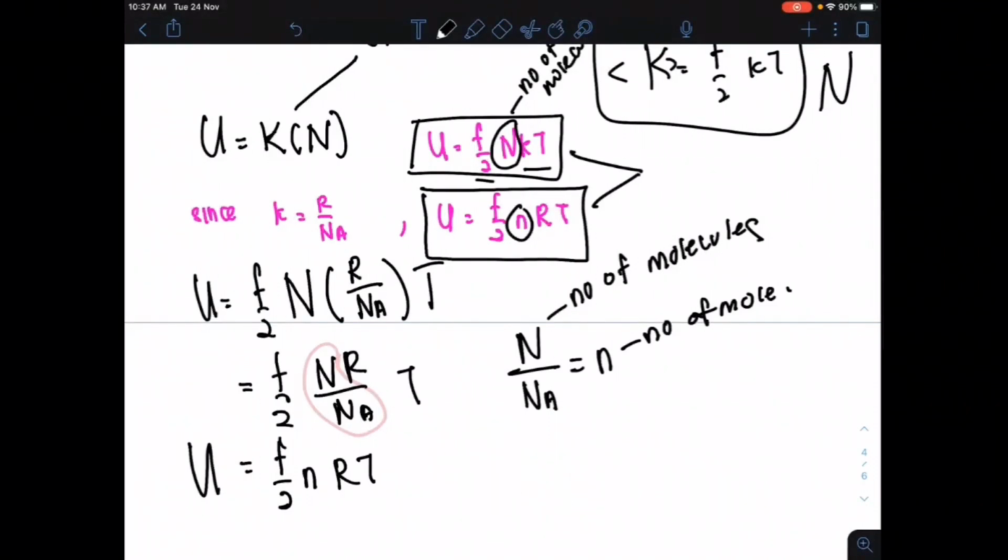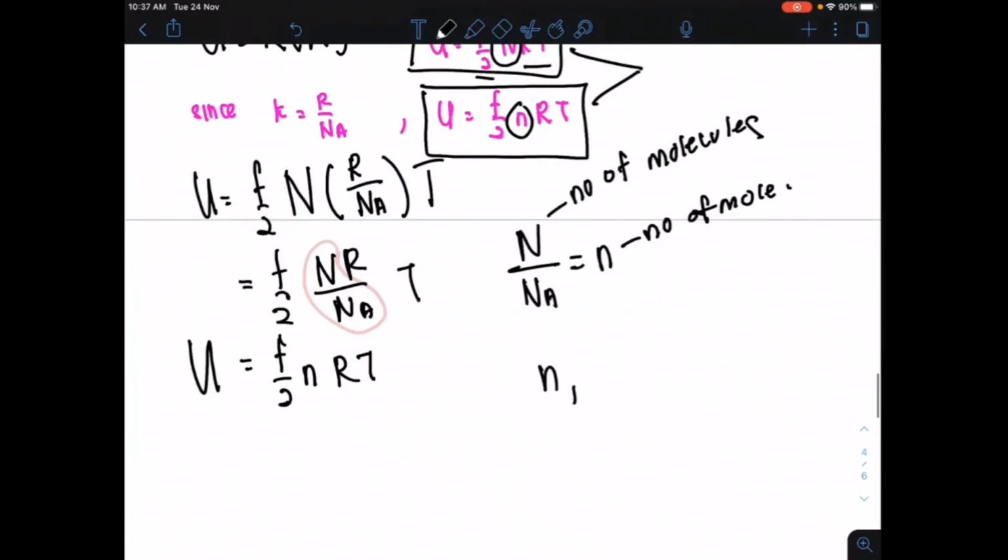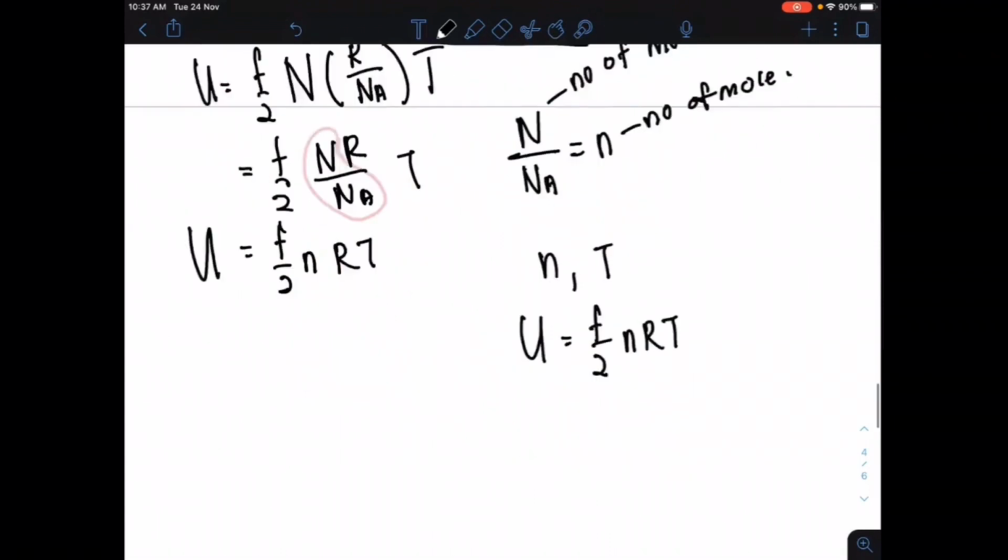Okay. Kalau dalam soalan dia bagi number of mole, n kecil dia bagi dalam soalan, temperature dia bagi dalam soalan, dia suruh cari internal energy, kita guna equation yang ada n kecil iaitu nRT. R adalah constant 8.31. F tentukanlah dia adalah mono, di ataupun polyatomic. Kamu tentukan. Kalau mono 3, di 5, poly 6.